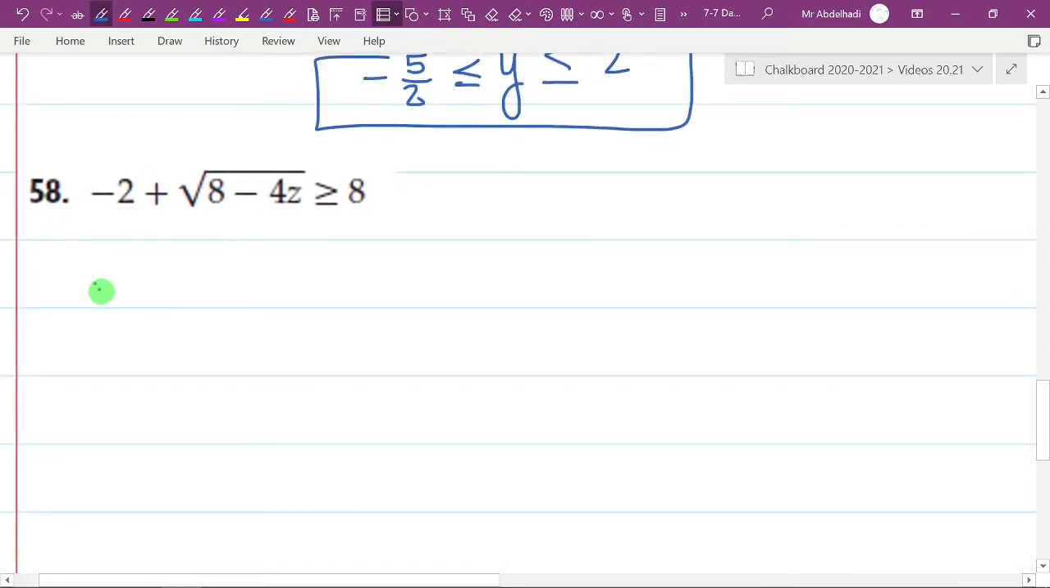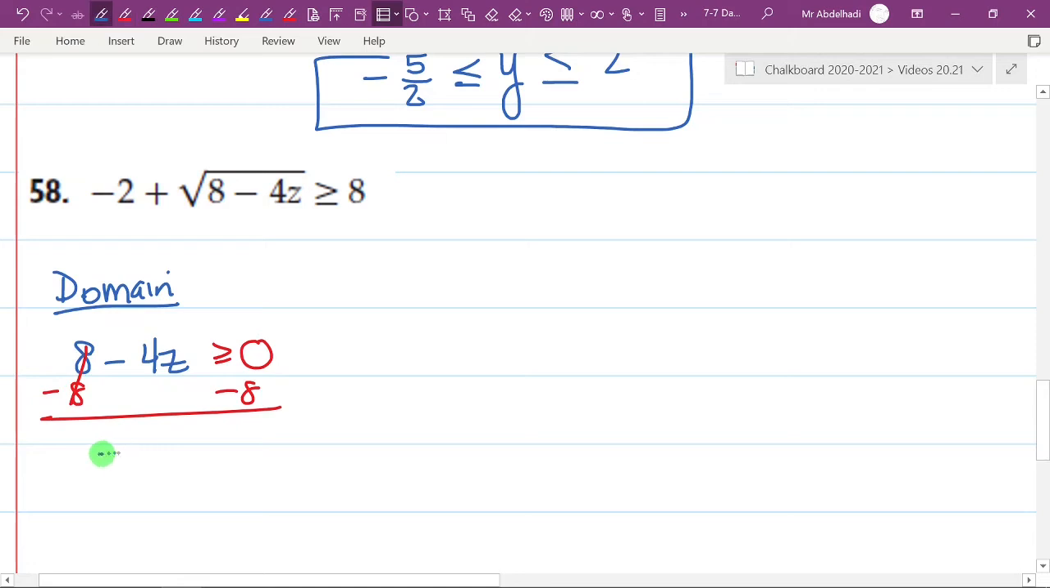So we start off by looking for the domain of this right here. So domain. And we're going to set that greater than or equal to 0. Now, we need to get the z by itself, so subtract 8 from both sides. And we need to divide by -4 on both sides.